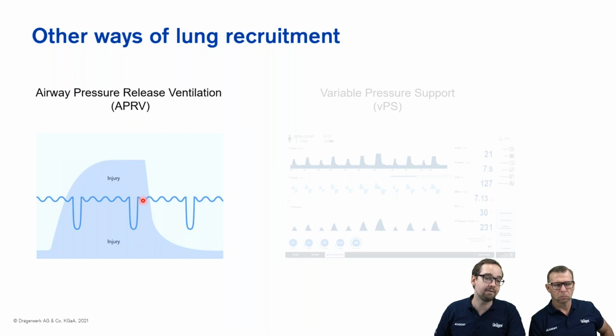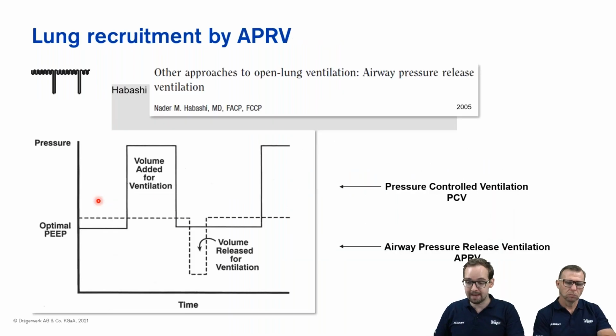So therefore, we have these short release times where we give the lung some time to wash out CO2. So we have a high CPAP level with short bursts where we are releasing CO2 and, of course, at the same time giving in new fresh gas. So maybe here, from this publication from 2005 already from Nader Habashi, you can see what I just explained once again.